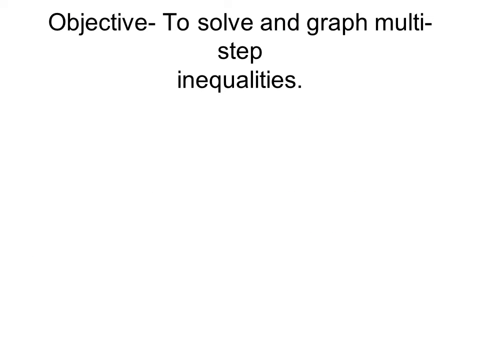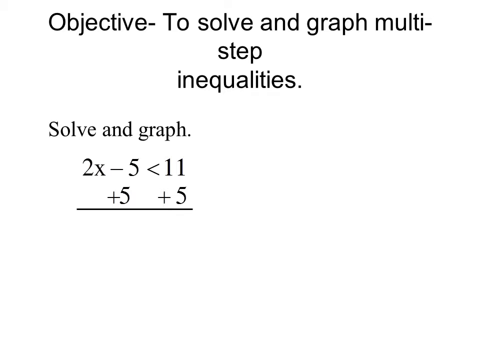So let's look at multi-step inequalities. Kind of doing these all together because you've already done a lot of different kinds of equations and I know that you guys can handle this. So if I'm going to solve this, what would I do first? Add 5. Very good. We're going to add 5 to both sides. You always undo the addition and subtraction first. And then we get 2x is less than 16.